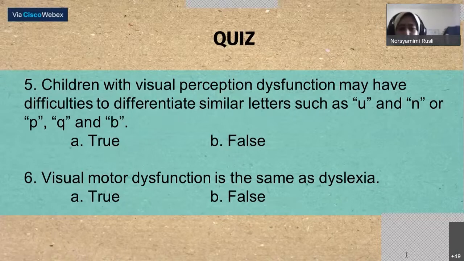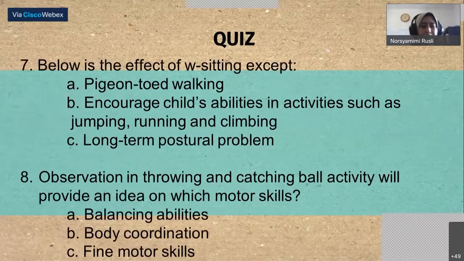Number 7. Below is the effect of W sitting, except: A, pigeon-toed walking; B, encourage child's abilities in activities such as jumping, running, and climbing; C, long-term postural problem. Again, read the question carefully. It says except there. A lot of people answer B.